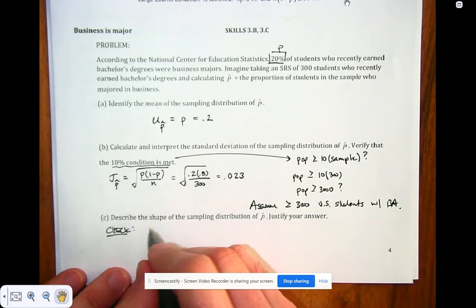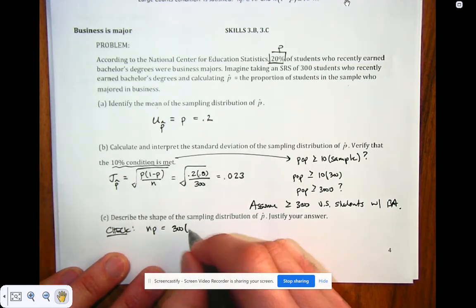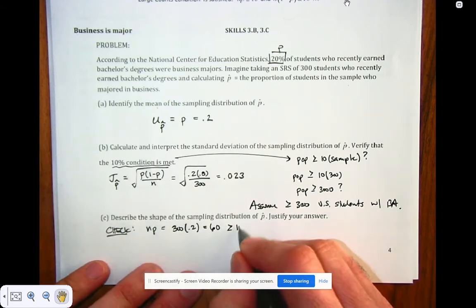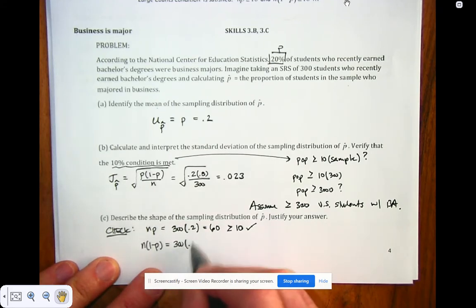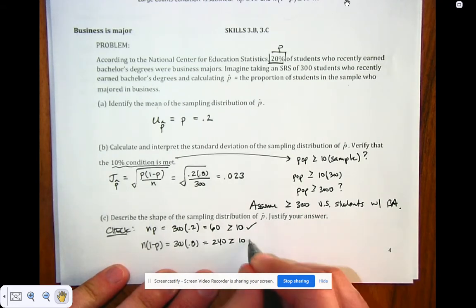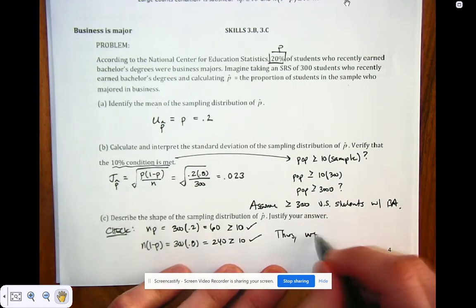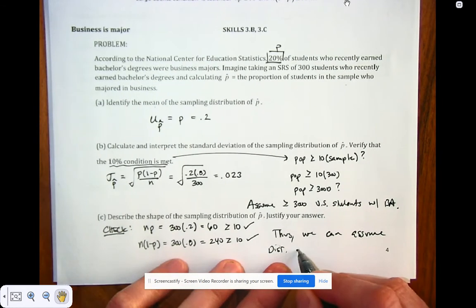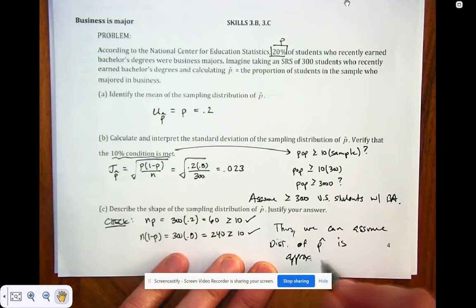So you have to check what is n times p, that is the sample size of 300 times p, which was 0.2. 20% would be 60. That's greater than or equal to 10, check. What about n times 1 minus p? Well, that's 300 times 0.8, and 80% of 300 is 240. That's definitely bigger than or equal to 10. And so now we can say, therefore, we can assume the distribution of p hat is approximately normal.